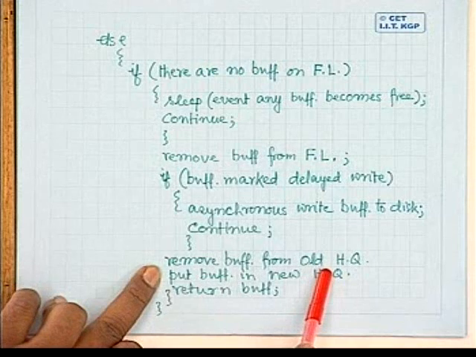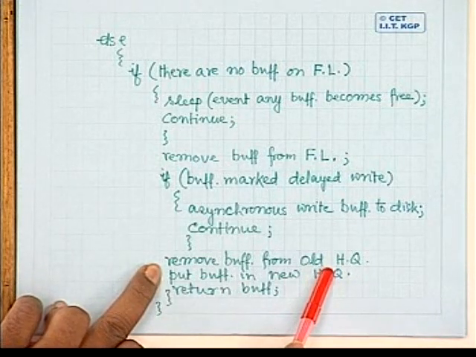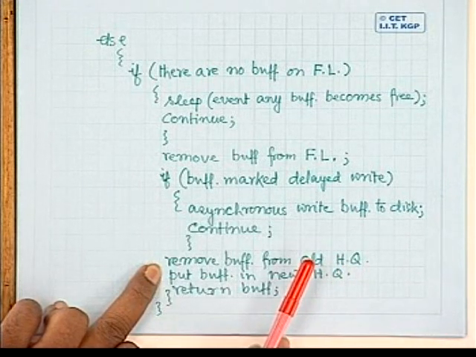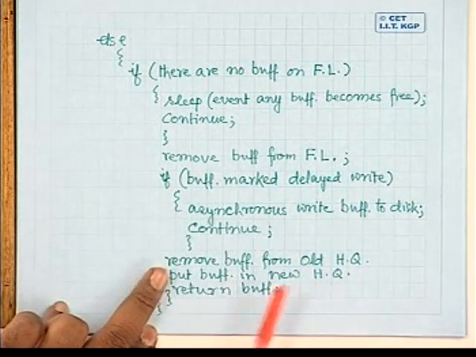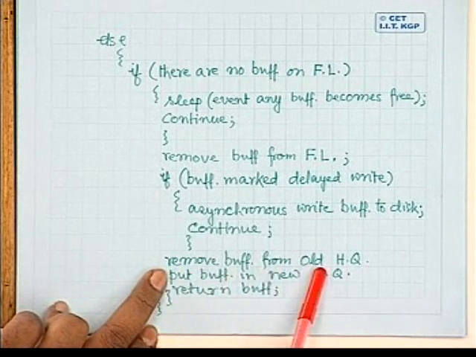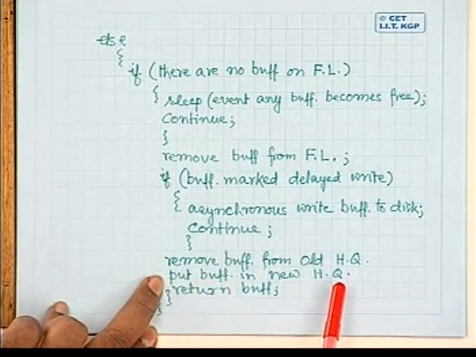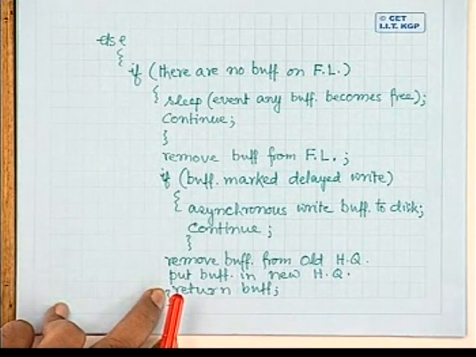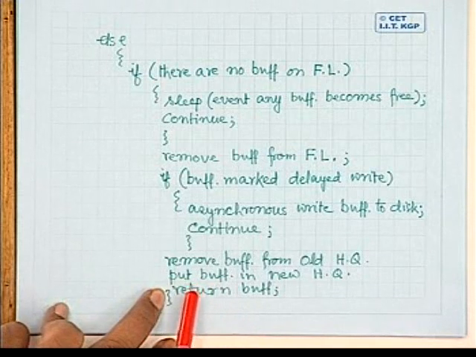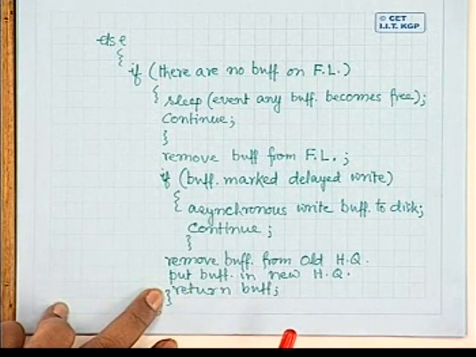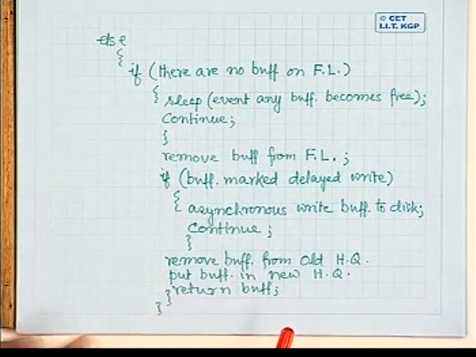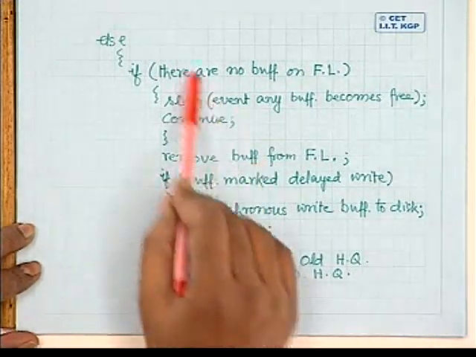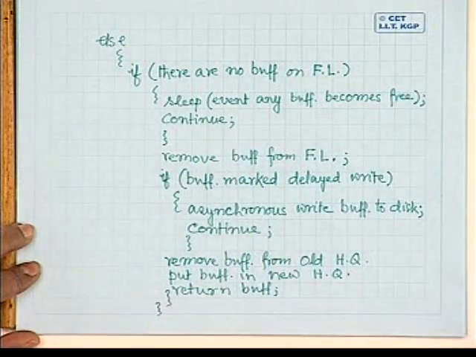That means the buffer was present in one of the hash queues. And maybe the new block that will be put into the buffer will place the buffer in some other hash queue, not the old hash queue. So you have to remove the buffer from the old hash queue, put the buffer in the new hash queue, and after that this buffer will be given to the process, when a new block will be written into the buffer. Okay, so this is how, whenever a process puts in a request for a particular block, the block allocation will be done.